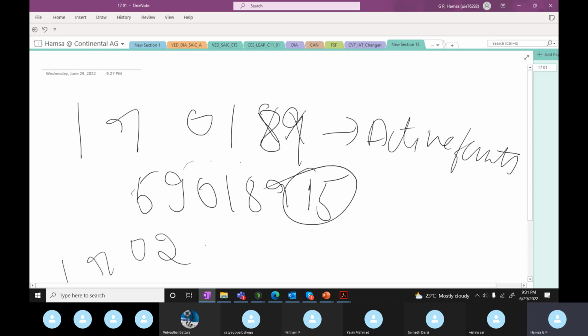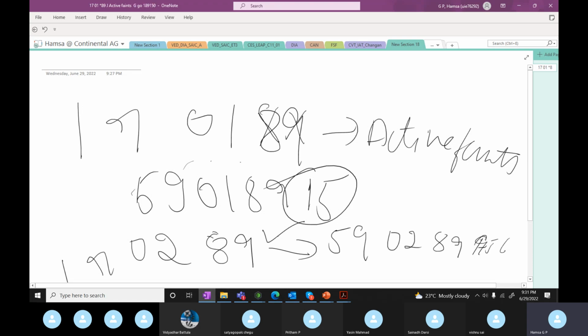Similarly, 1902 89. When you request this, you will get 59 02 89 and then the DTC. One DTC is 9563, and the status of this DTC also. What is the status? It could be 08 or 89. The status of each and every fault is provided in the 1902 response, its DTC along with its status. 89 means the fault is still active. 08 means the fault is not active, it is in history state.